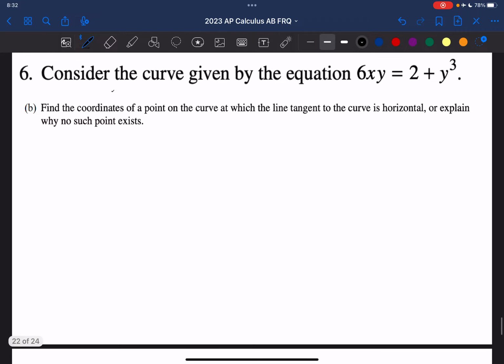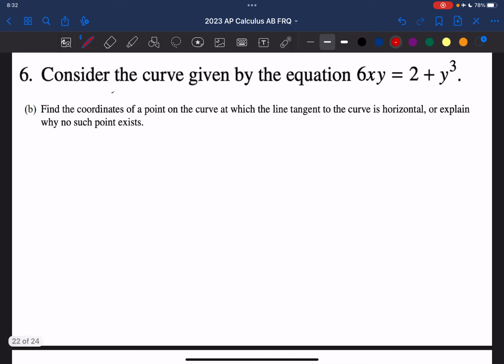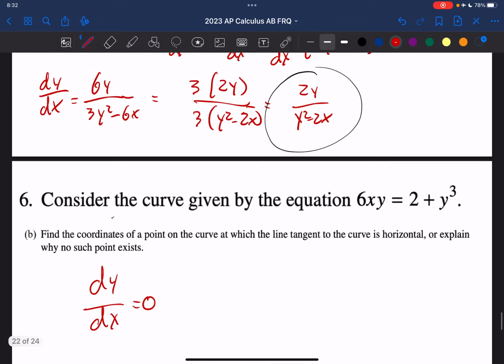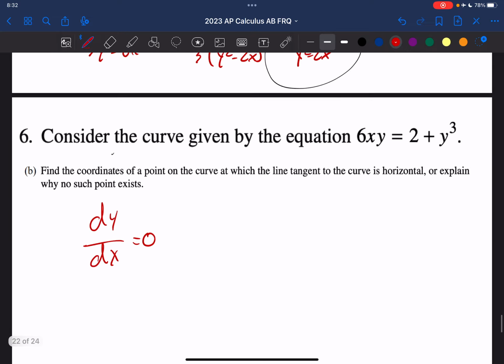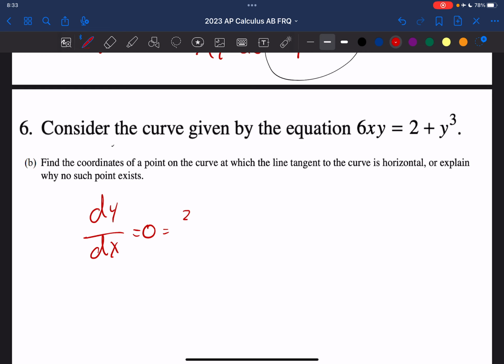Part B, find the coordinates of a point at which the line tangent to the curve is horizontal. So if the line tangent is horizontal, that means the slope is 0. So that means dy/dx equals 0. Now if that's true, then that means the numerator must be 0. So that means 0 equals 2y, which means y equals 0.